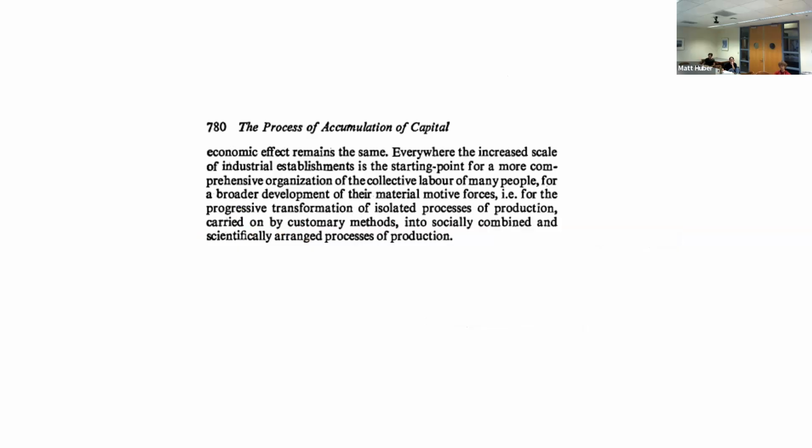Everywhere the increased scale of industrial establishments is the starting point for a more comprehensive organization of the collective labor of many people, for a broader development of their material forces, i.e. for a progressive transformation of isolated processes of production carried out by customary methods into socially combined and scientifically arranged processes of production. And I think he says in this section, sooner or later, you could just all concentrate and centralize into one single capitalist. And that's actually happening in our society. That's called Amazon. They're trying to make the whole economy run through this one single capitalist named Jeff Bezos.